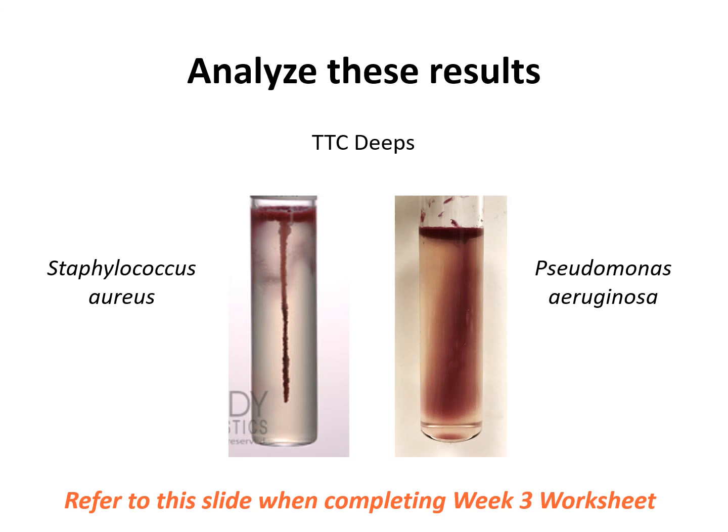Right here, you have two images of the deep for the bacteria Staphylococcus aureus. Again, those are TTC deeps. Actually, this one is Staphylococcus aureus. This one is Pseudomonas aeruginosa. And so based on their pattern of growth in the deep, you should be able to determine whether this bacteria is motile or non-motile, and again, whether Pseudomonas aeruginosa is motile or non-motile based on the growth pattern.